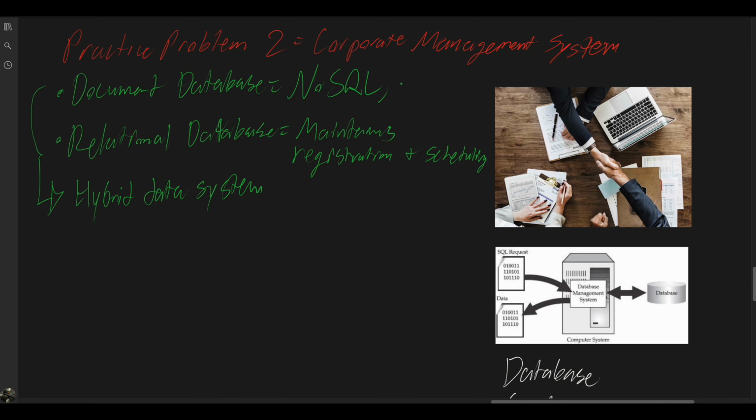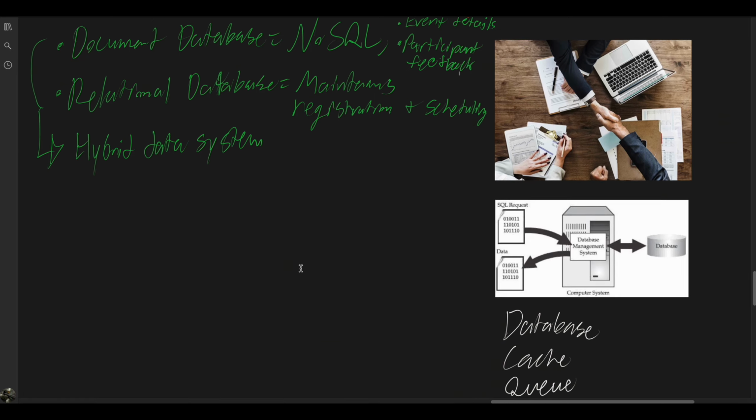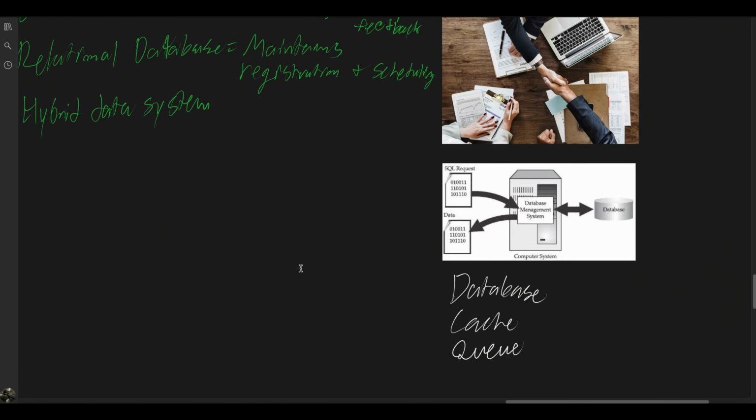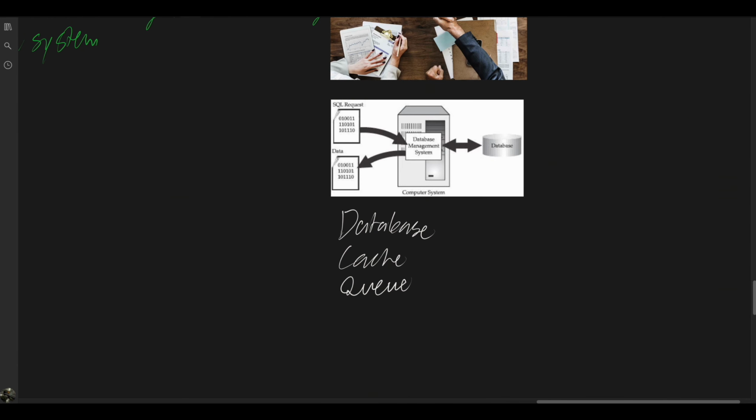Meanwhile, the NoSQL handles event details and participant feedback. Meanwhile, the caching system that we will need provides instant access to the scheduled data, and the messaging queue is in place for processing feedback and updates.